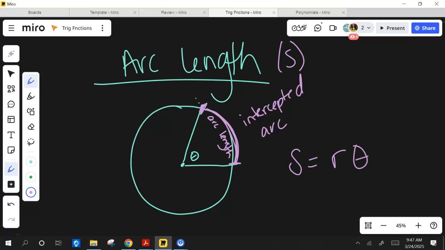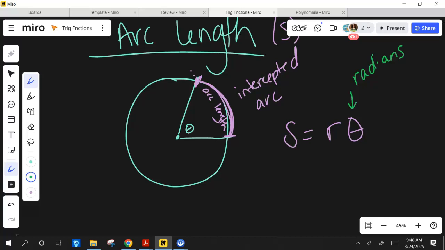But there's a little stipulation here. Your theta has to be in radians. So if it's not in radians, you convert it to radians, and then you multiply it by the radius, and you get the arc length. Easy peasy. Let me show you an example.